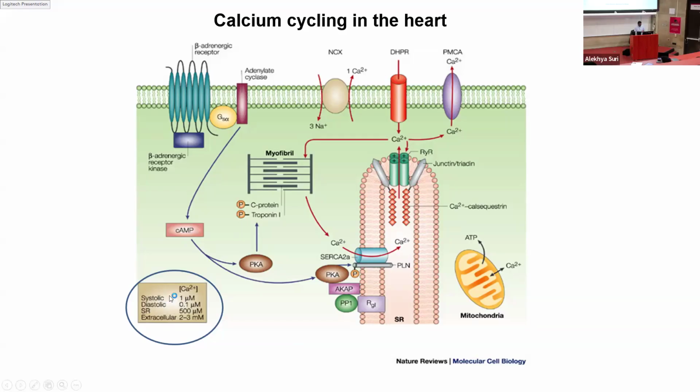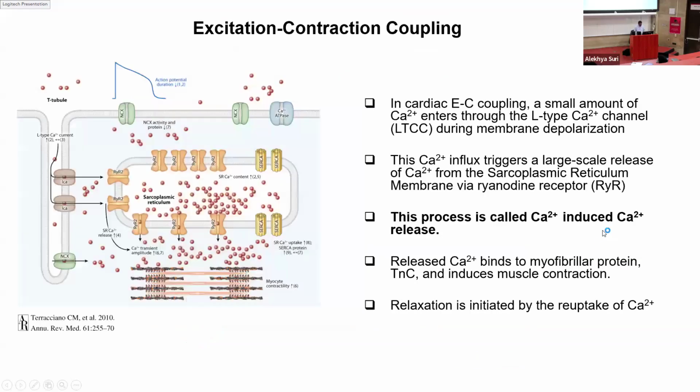So during contraction, the cytosol should contain 1 micromole, and this calcium comes from the sarcoplasmic reticulum. And then during muscle relaxation, which is the diastolic phase, this calcium will be removed from the cytoplasm and restored in the sarcoplasmic reticulum, and some will be removed out of the cell. We're going to see what proteins are involved in this process.